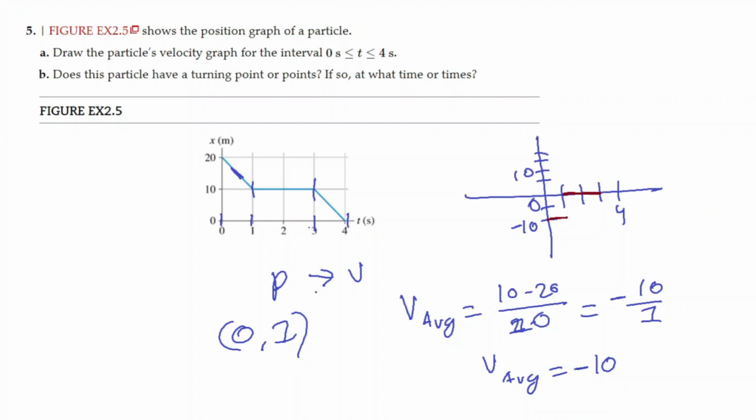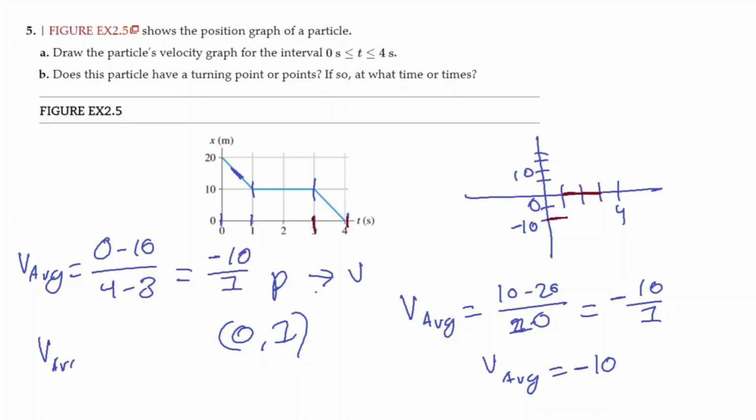And now let's find the average velocity between 3 and 4. So let's use the average velocity equation. We're going to have delta S, which is going to be 0 minus 10, over 4 minus 3, which is delta t. And we're going to have negative 10 over 1.